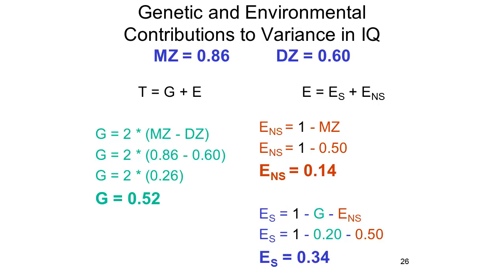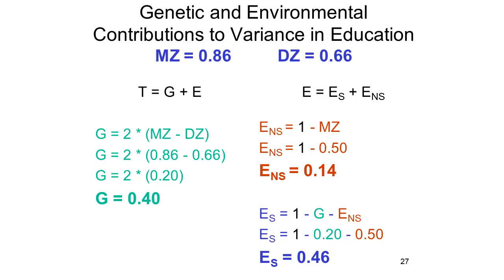So genes play a role in determining IQ, but genes are not the sole determinants of IQ. The environment is also important. And of our two kinds of environment, the shared environment appears to be more important than the non-shared environment in determining individual differences in IQ.